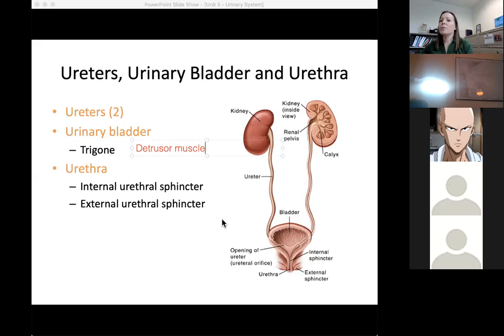Okay. The trigone, I point this out in lab when I do the urinary system model. It's just a triangular area at the base of the bladder.